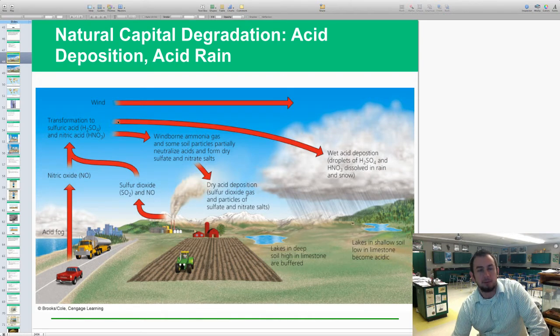But most of the time, because of the prevailing winds or the movement of the atmosphere, the winds take that H2SO4 and HNO3 in a different direction, and then deposit it somewhere completely different. So the people who are creating the acid deposition components aren't even the ones being affected by it. That can be somewhere further away.